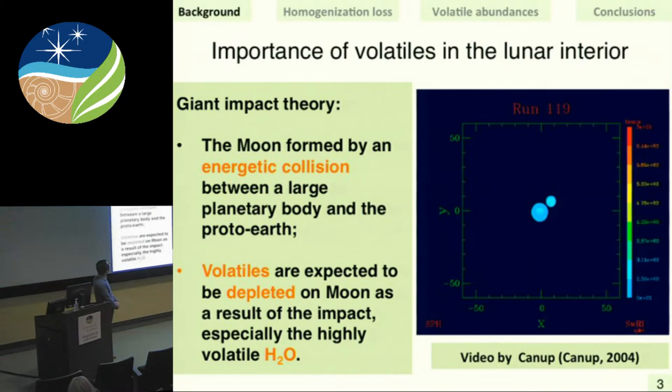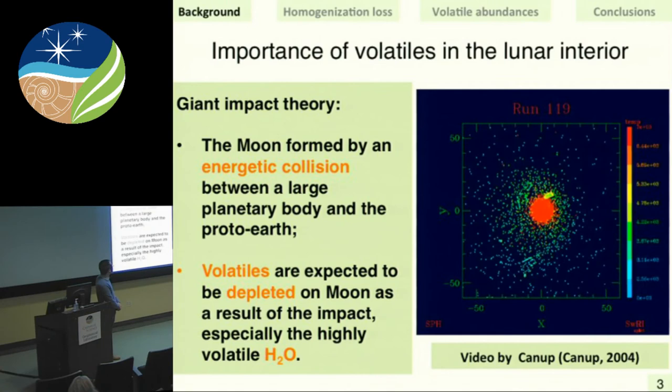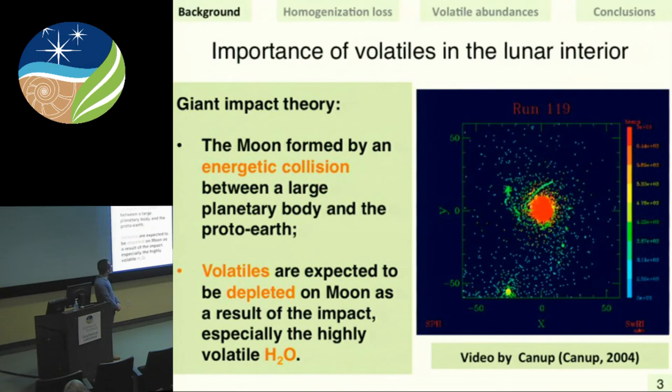So here's the outline of my talk today. I'm going to first talk about the background of my research, and then I'm going to go through the two projects I worked on during my PhD, before we reach the conclusions.